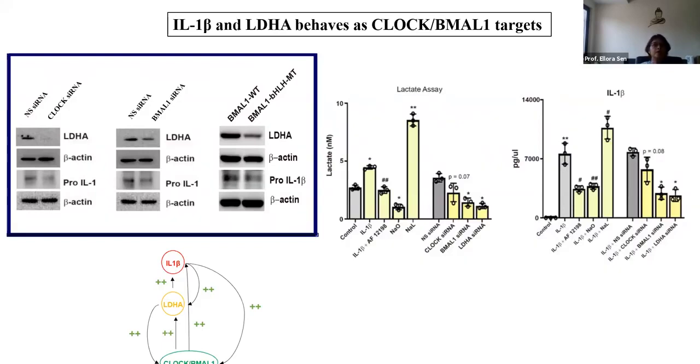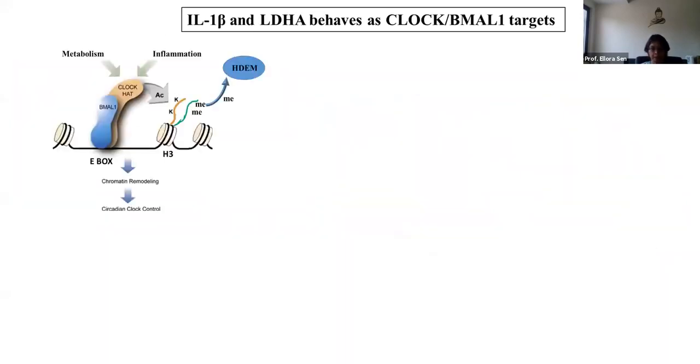So one is a pro-inflammatory cytokine, the other is a metabolic gene. They are regulated by CLOCK BMAL1 targets. Now, to delve a little deeper.